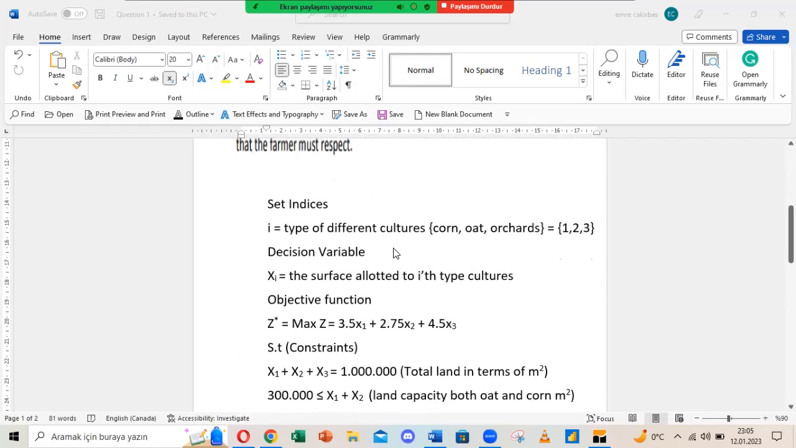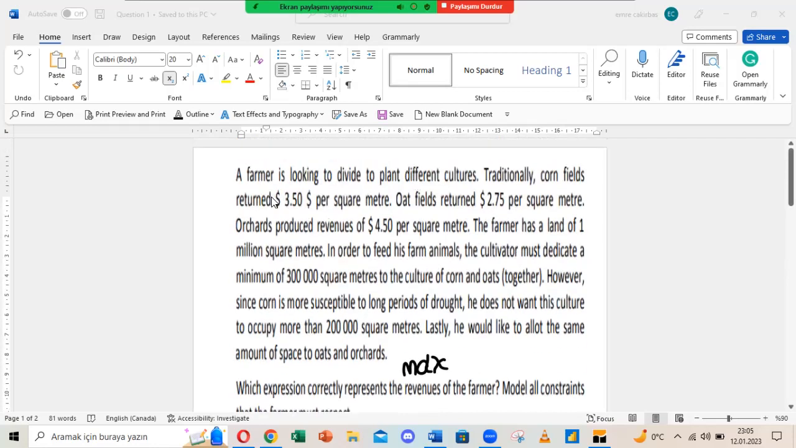For corn, we have $3.5 per square meter. For oat, it is 2.75 revenue. And finally, for orchards, 4.5 revenue the cultivator gets.